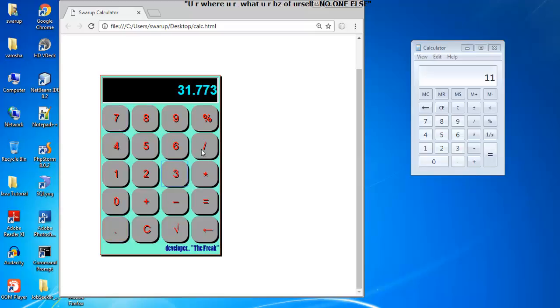Something like 31.773 divided by 5.1. Here comes a very important thing. If you go for a long division method, you will be getting the same output. Let me show you over here. Even 31.773 divided by 5.1 equals exactly the same output you can get over here.